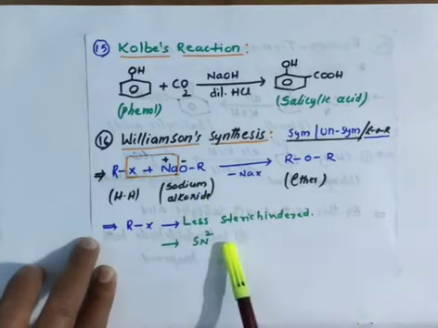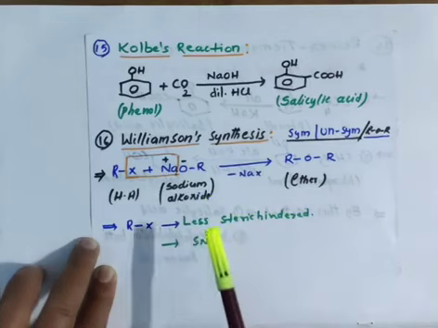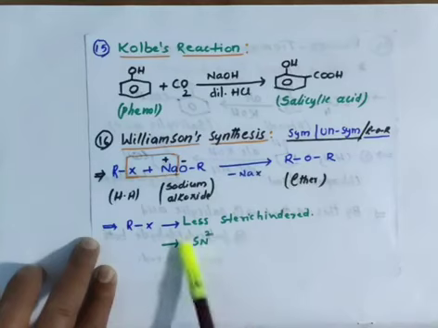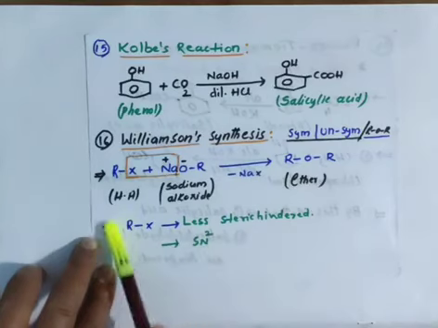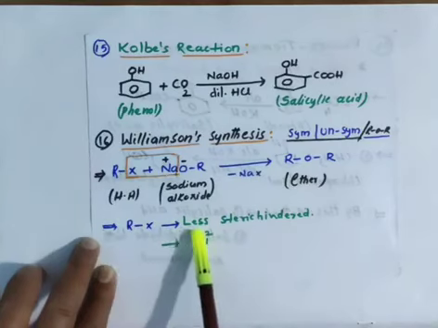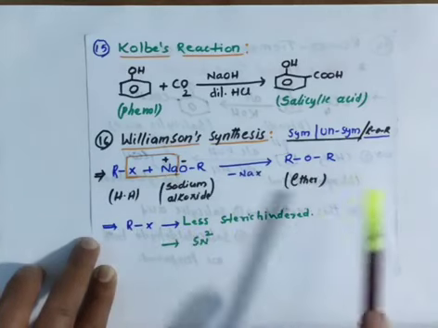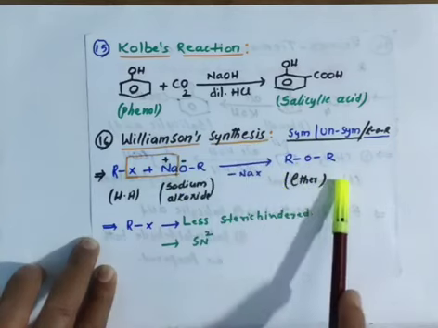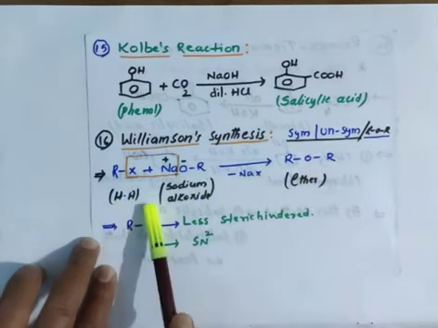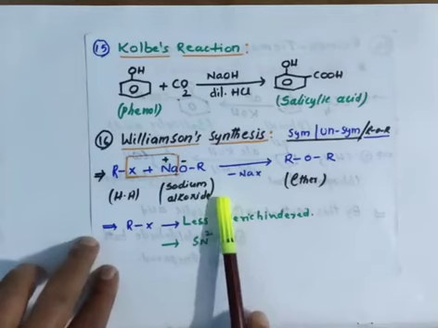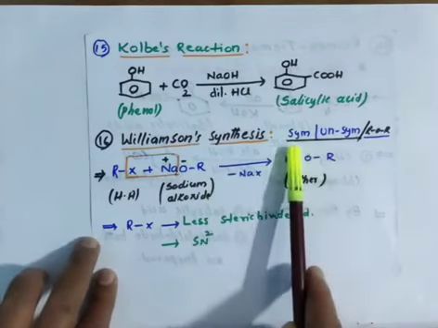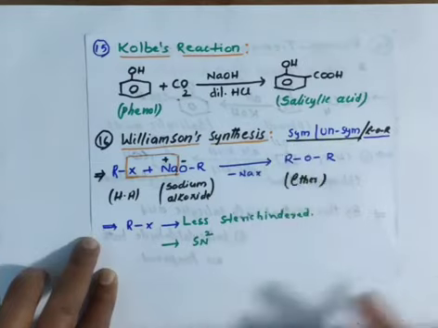Less sterically hindered means it belongs to the SN2 mechanism. Remember, Williamson synthesis undergoes the SN2 mechanism because the alkyl halide which we are taking should be less sterically hindered. So by Williamson synthesis we are preparing ethers with haloalkane and sodium alkoxide. No other reagent required. We can prepare symmetrical and unsymmetrical both types of ethers by this method.